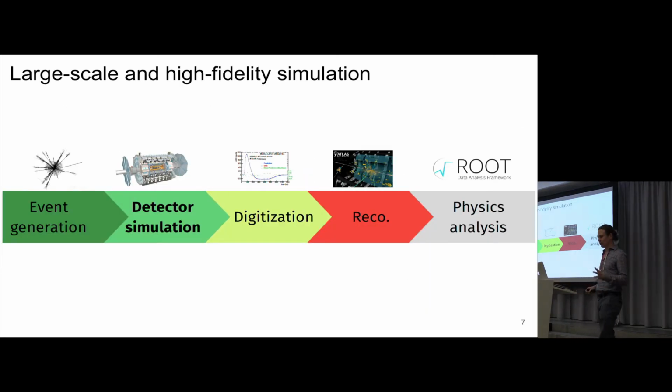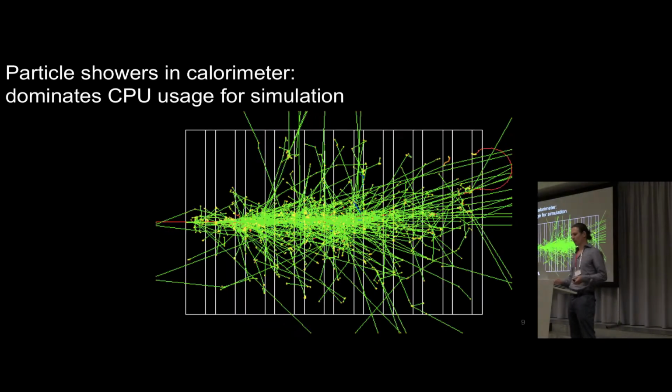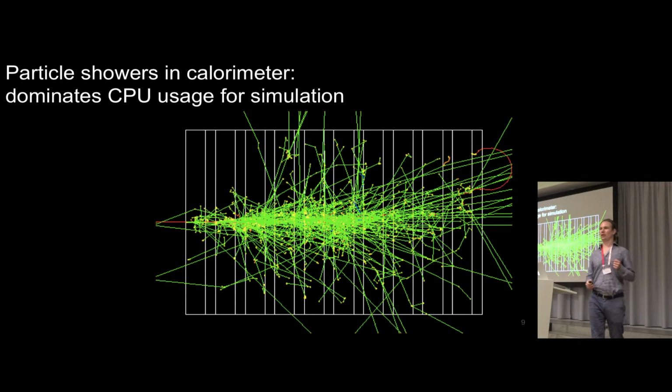So you see for this simulation that we will focus on from now on, we have a long chain starting with taking our underlying theory to predict what happens in these collisions, then what happens when these many particles fly through our detector, how do we read out, how do we reconstruct, interpret what we see, and finally analyze the data. Why do I show that? Because the bottleneck is really this part here, the simulation step. If you look at the CPU usage in 2017, for the worldwide grid, you see that two thirds is used for this step of Monte Carlo simulation, and most of that is due to the particles going through the calorimeter.